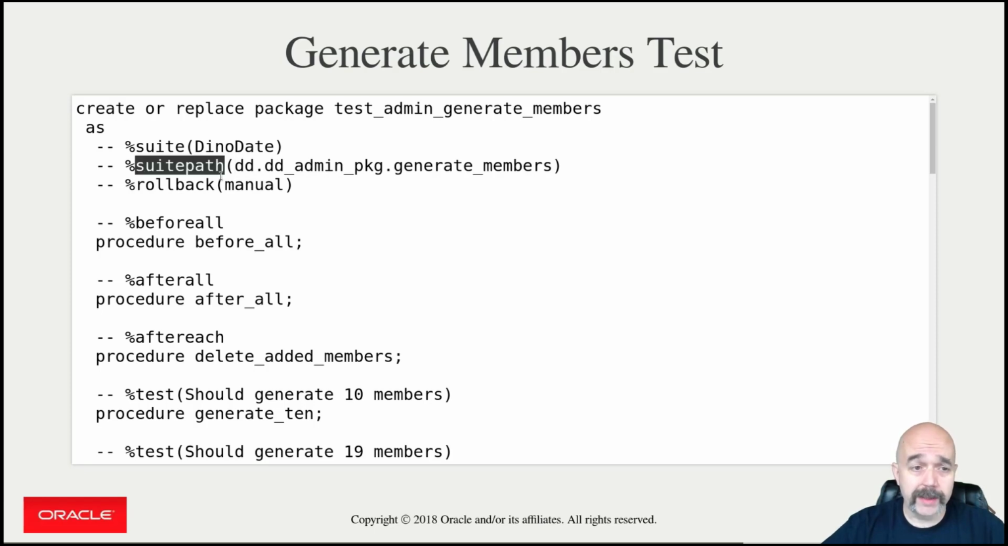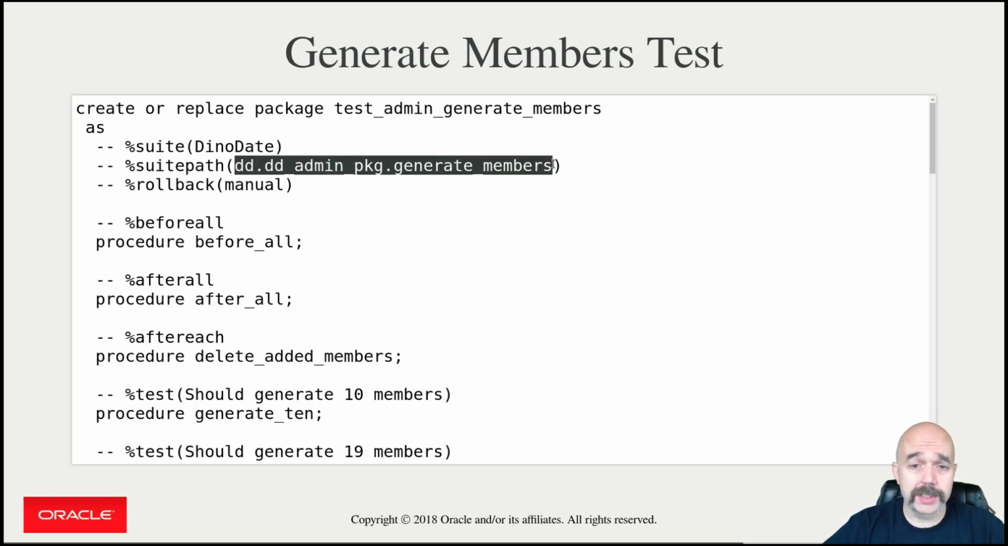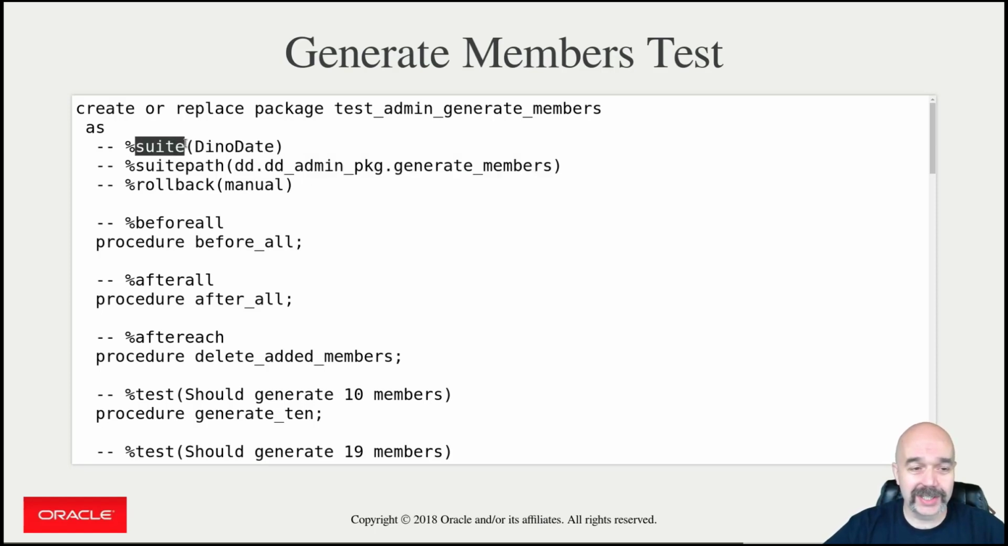So the suite path here allows us to be able to run these at different levels, and I'll show you how that looks here in a second. But the entire set of tests belong to the DinoDate test suite. So the way UTPL SQL works is you'll notice the comments and then the word with the % sign.